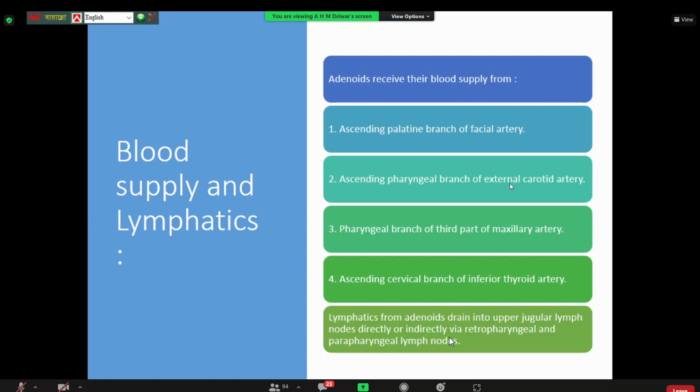And lymphatics drain to the jugulodigastric lymph node, upper jugular lymph nodes, directly or indirectly via retropharyngeal and parapharyngeal lymph nodes. This matters because in nasopharyngeal carcinoma, the patient comes to you with upper jugular lymph node involvement, directly or indirectly via retropharyngeal or parapharyngeal lymph nodes. So blood supply of the tonsil is important, but for the adenoid it is not important for the student. Okay, we go to the next slide.